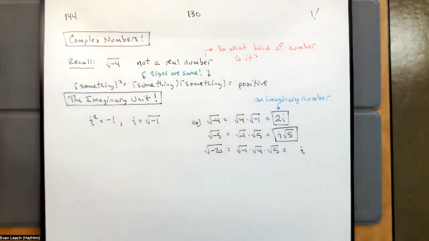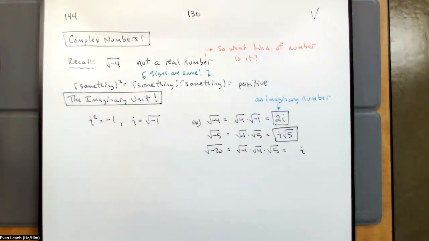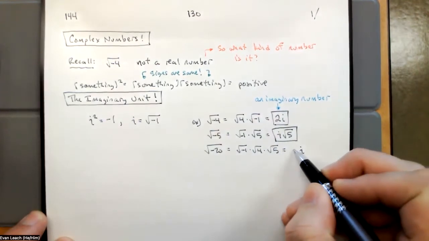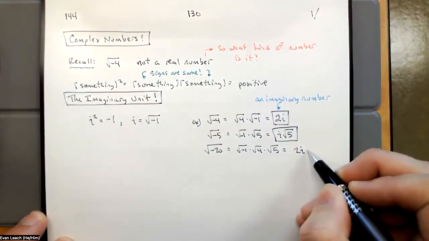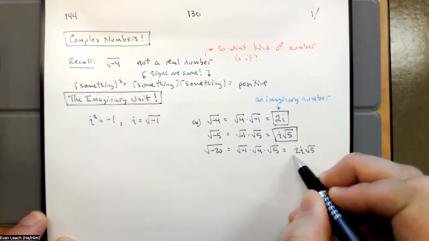We knew that was going to show up because of the square root of a negative number. The square root of 4 is 2. That's like a whole number without a radical part, so that goes out in front. And the square root of 5 doesn't get simplified, so it goes at the end.